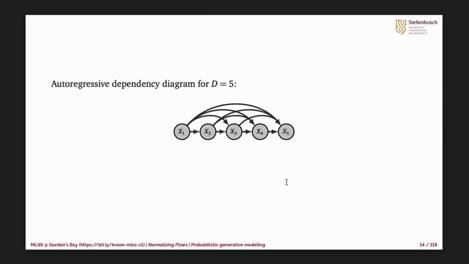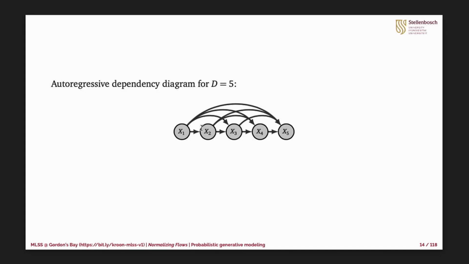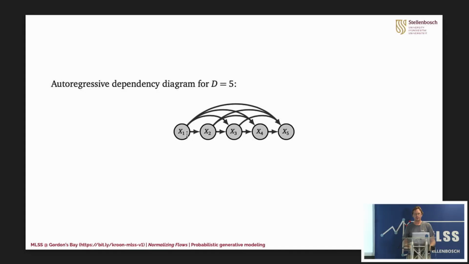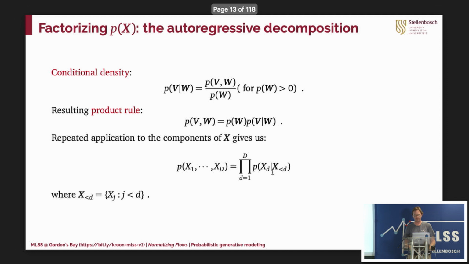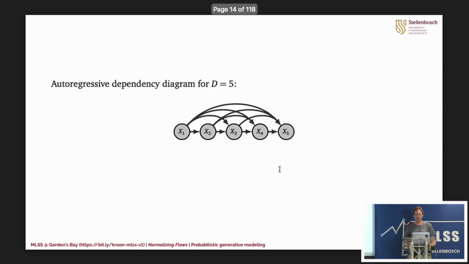We can represent this diagrammatically. Here we have x1, x2, and an arrow coming in from x1, which means that x2 depends on x1. So when we specify the density for x2, it's going to depend on x1: x2 given x1. Likewise, x4 has arrows coming in from x3, x1, and x2, so x4 depends on x1, x2, and x3.